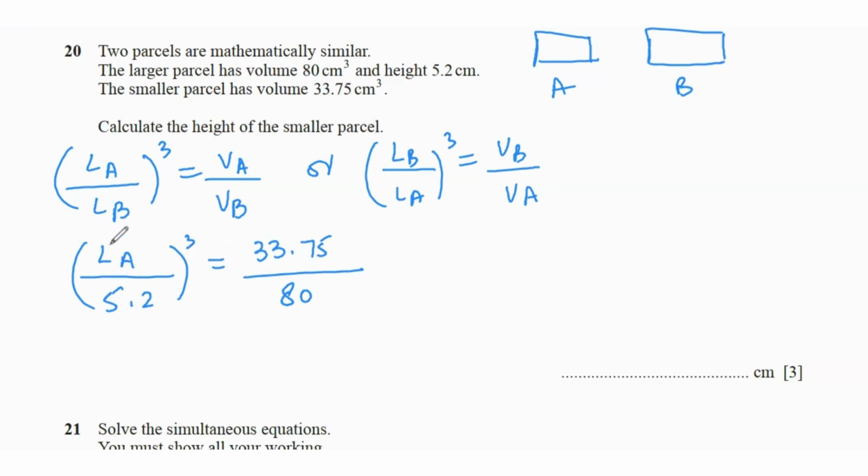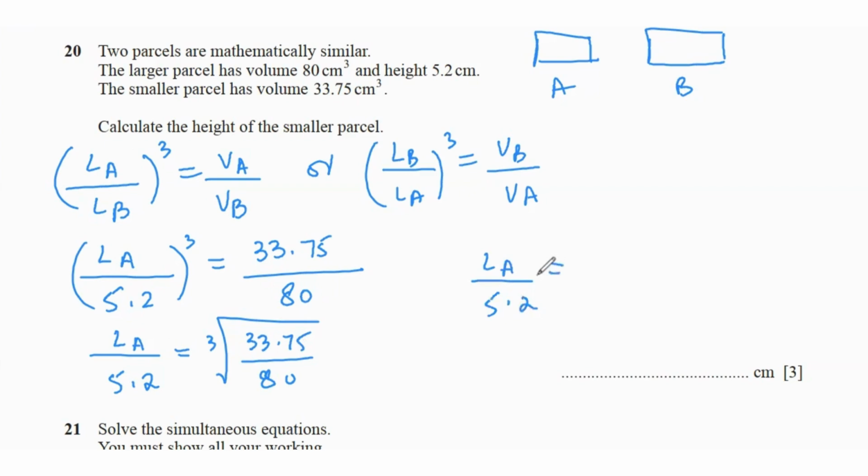So to remove the cube on LA over 5.2, we will take the cube root on the other side. So that's going to give us 33.75 divided by 80, cube rooted. And that's going to give us 0.75. So for the length of A, we multiply 0.75 with 5.2, and that equals 3.9 centimeters. That is your final answer for the height of the smaller parcel.